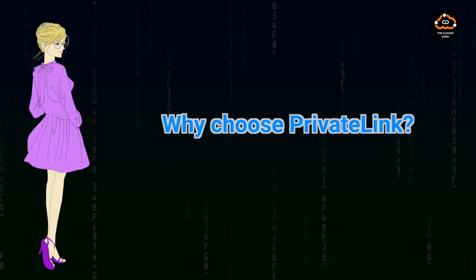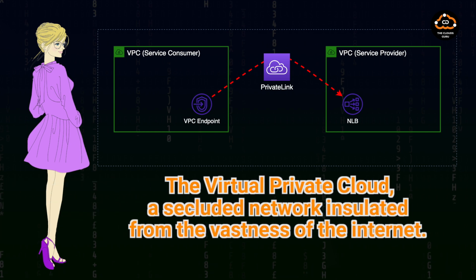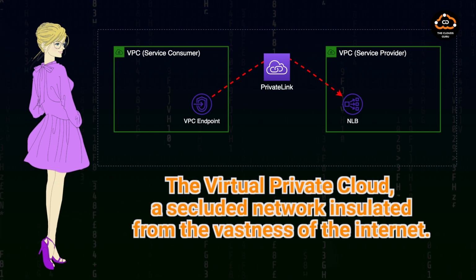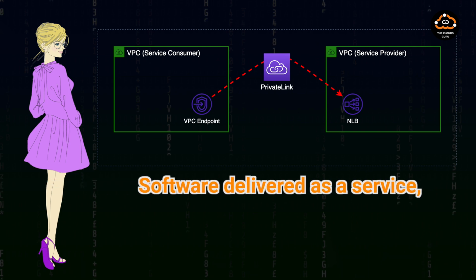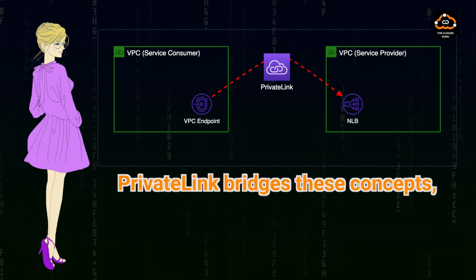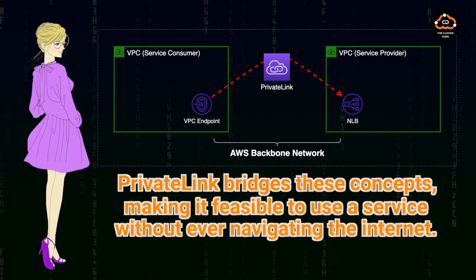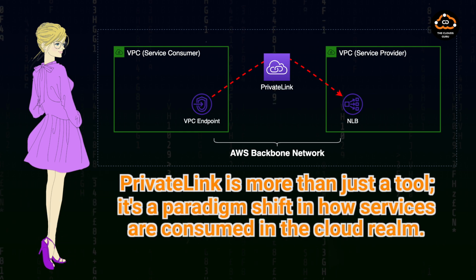Why choose PrivateLink? PrivateLink revolutionizes the concept of a VPC by combining 2 pivotal cloud concepts. First, the virtual private cloud, a secluded network insulated from the vastness of the internet. Second, the concept of software delivered as a service, a setup where the service is owned and operated by the provider but consumed by the customer. PrivateLink bridges these concepts, making it feasible to use a service without ever navigating the internet. In conclusion, PrivateLink is more than just a tool. It's a paradigm shift in how services are consumed in the cloud realm.